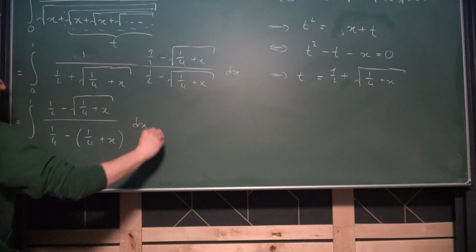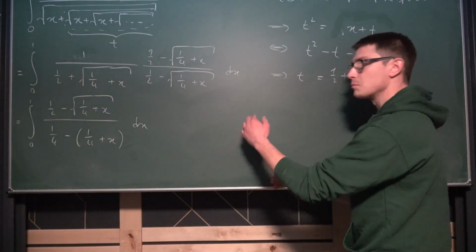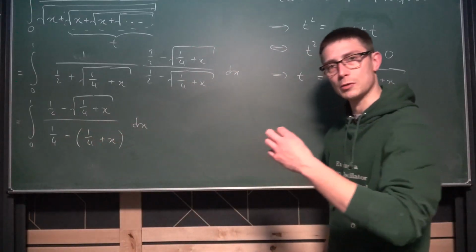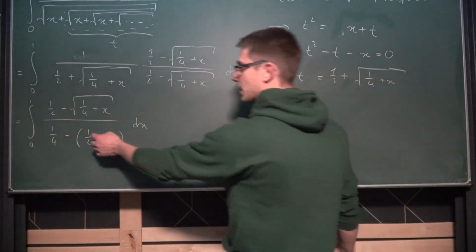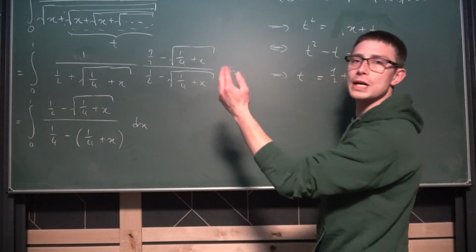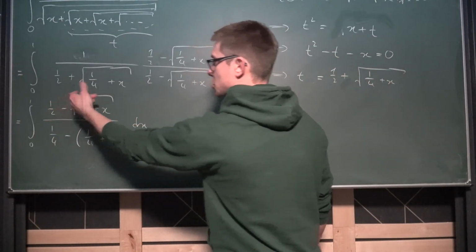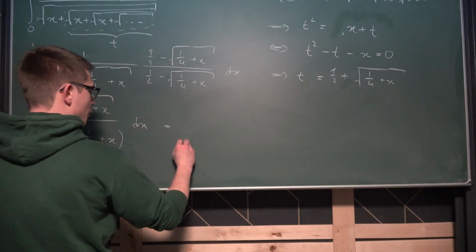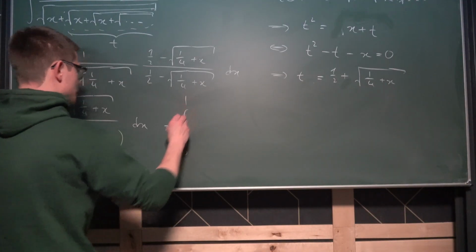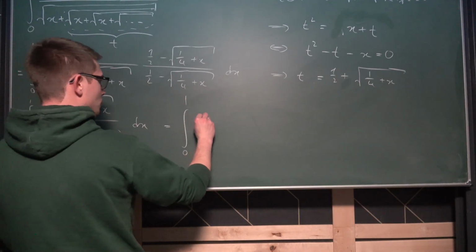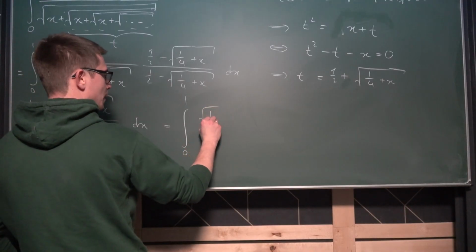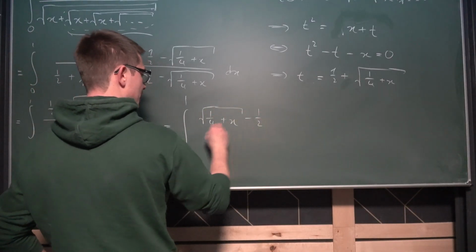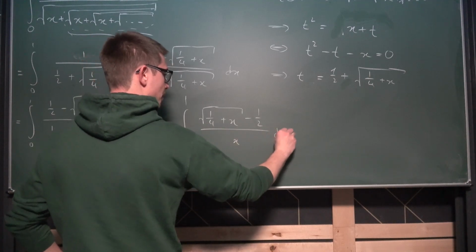Okay, thus far that's good. Now we can start simplifying the denominator down here a tiny little bit. 1/4 minus 1/4 is equal to 0, obviously, but we get a negative x here, and we can drag the negative sign to the top and change the order of those two around. Let us simplify this a tiny little bit more before we continue with the integral. So integral from 0 to 1 of, and then we are going to get the square root of 1/4 plus x minus 1/2 divided by x dx.